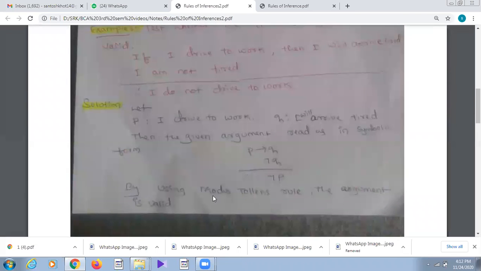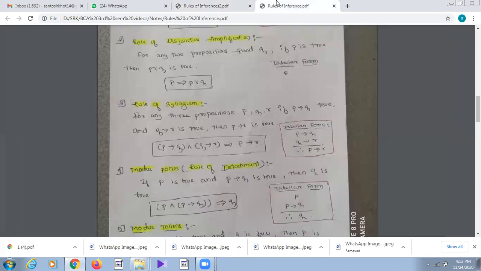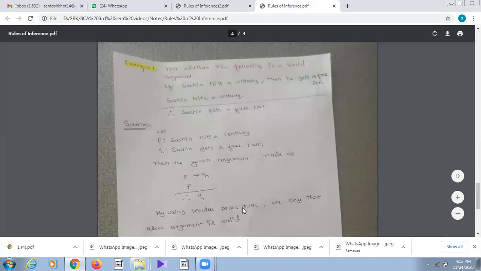Here we applied only one rule, that is modus tollens. Here also in the second problem we applied modus tollens. And in the first example we applied only one rule, that is modus ponens.